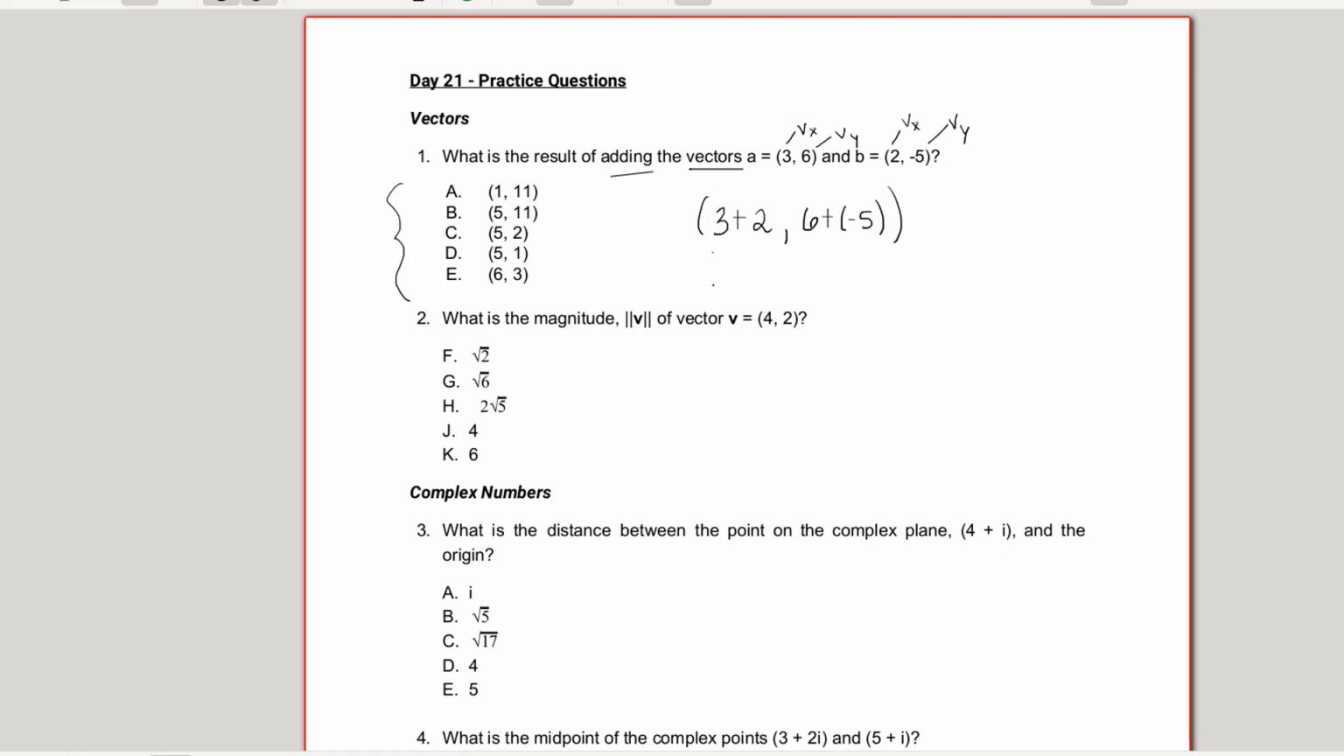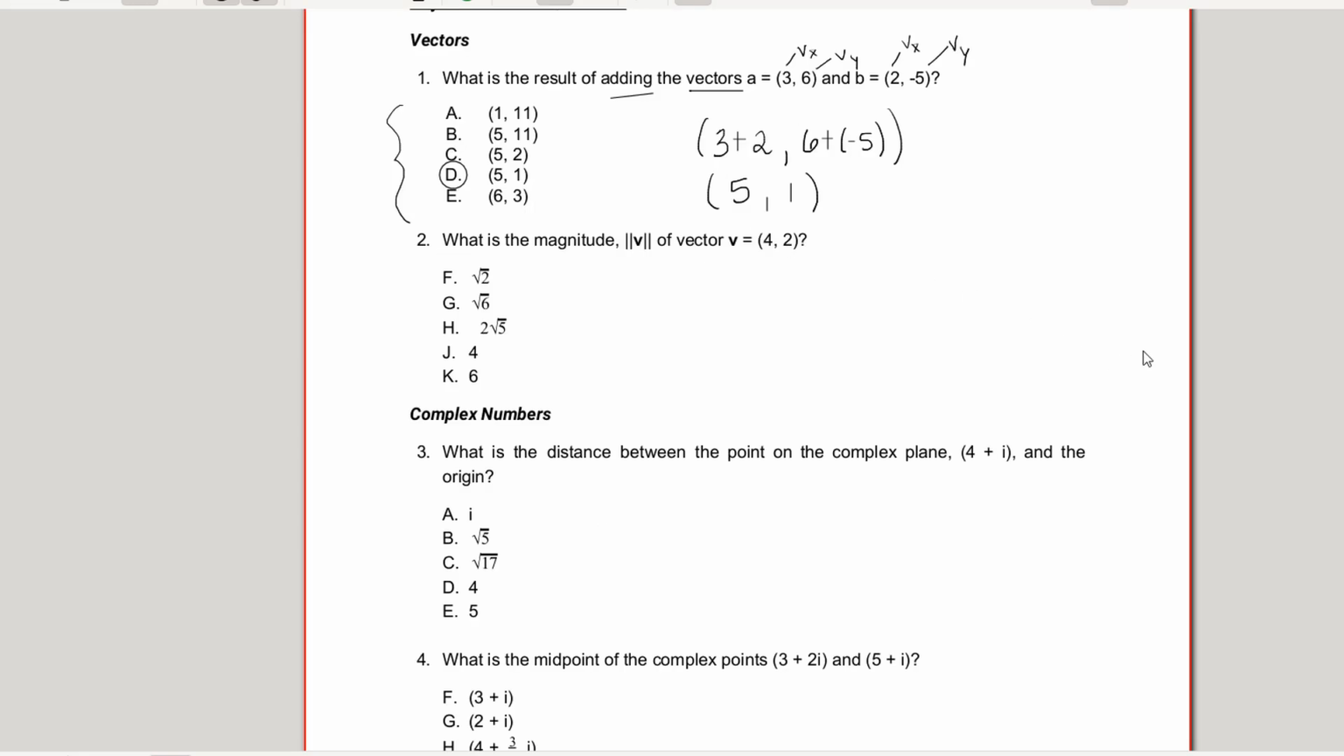And we'll simplify here. 3 plus 2 is 5, and 6 plus a negative 5 gives us 1. It's the same as 6 minus 5. So we have the vector 5, 1 is the result, and that is answer choice D.